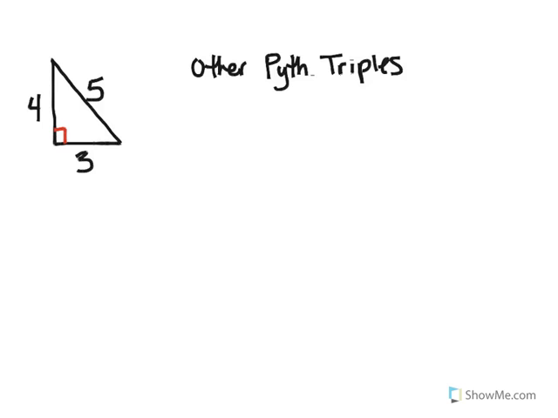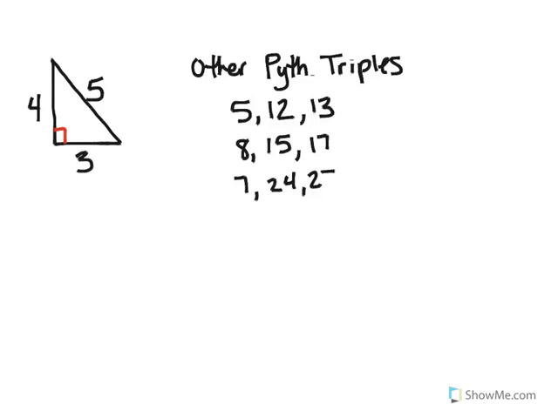3 squared plus 4 squared equals 5 squared. Other Pythagorean triples that you can recognize are sides of 5, 12, and 13, of course, 13 being the hypotenuse. And there's 8, 15, 17. And there's 7, 24, 25. These are the most common ones that you'll see. This one, though, the 3, 4, 5, is all over the place. I see it all the time in my other classes, too.